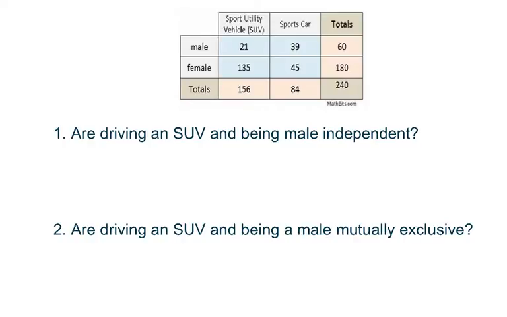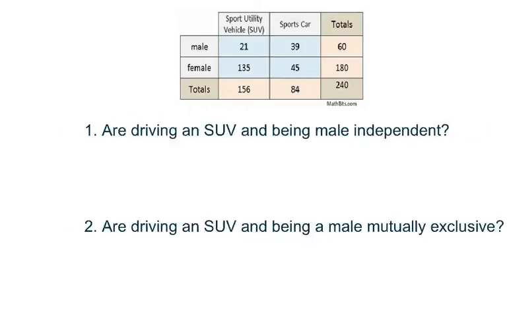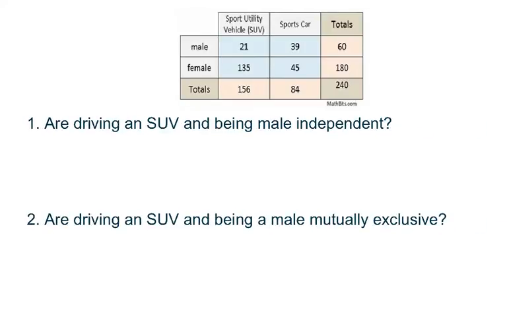So this first one is the same table that was in the probability rules video. So first it asks, are driving an SUV and being a male independent? So I'm concerned with these two events. So we need three probabilities to be able to answer this question. So first I need the probability of driving an SUV. So if I go to my table, there are 156 people that do that out of 240.